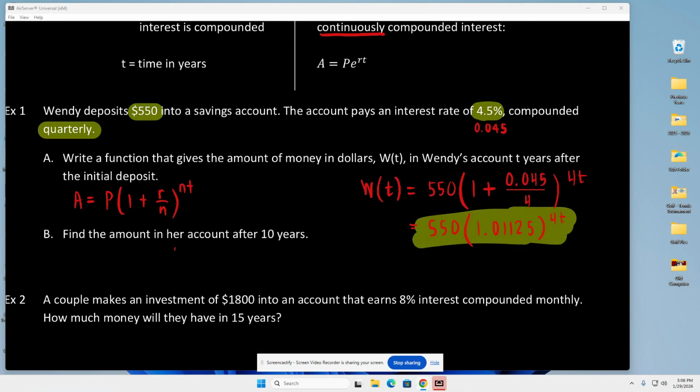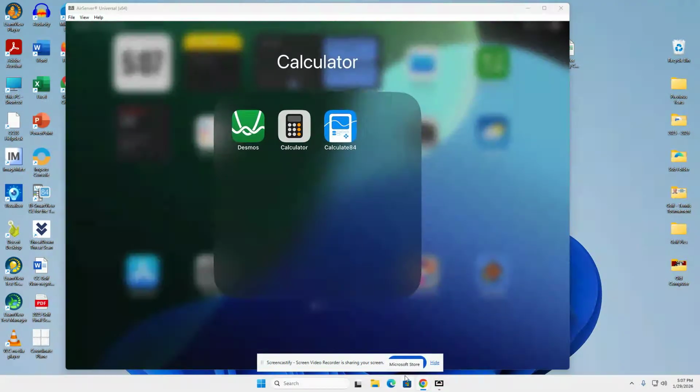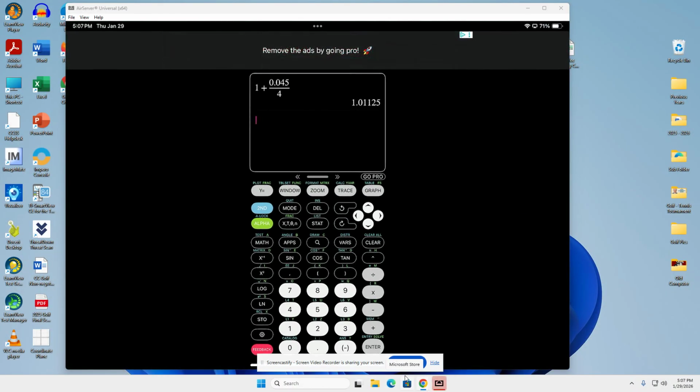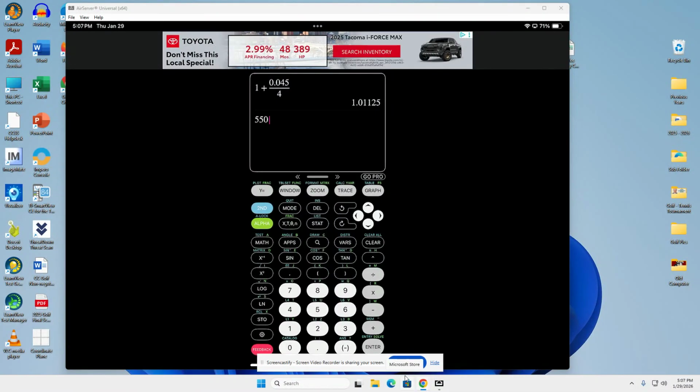I type into my calculator 550, open parenthesis, 1.01125 raised to the 4 times 10 power. Again, don't forget, we already took care of this in here, but we have to multiply that t by 4. So I'm going to go to my calculator one more time. It used to be so much better going to my calculator. So we're going to type in 550, open parenthesis, 1.01125, close that parenthesis, raised to the 4 times 10 power.